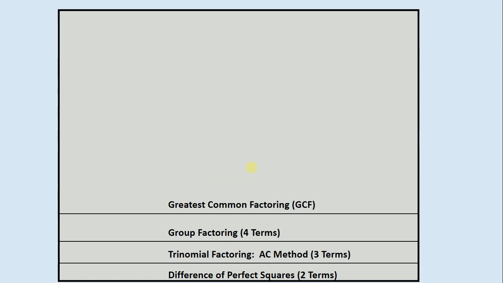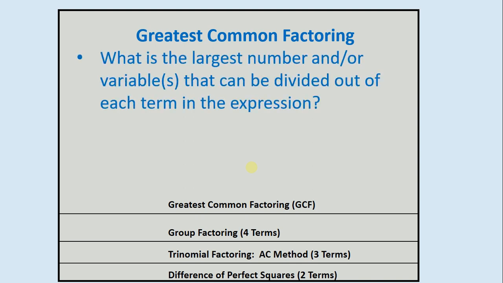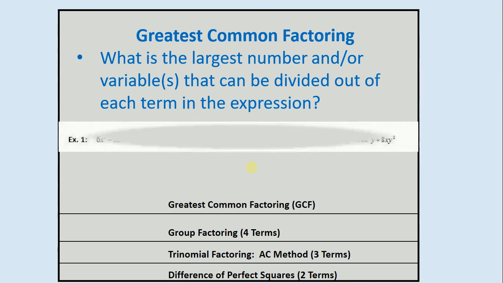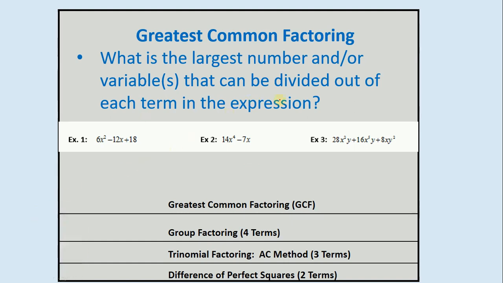So looking at greatest common factoring, this is the first thing you're going to want to complete every single time you start a factoring problem. First of all, the question you're going to be asking yourself is, what is the largest number or variables that can be divided out of each term in the expression? So I've got a couple of examples here for us to look at. That's the question I want to ask myself: what is the largest number and/or variables I can divide out?